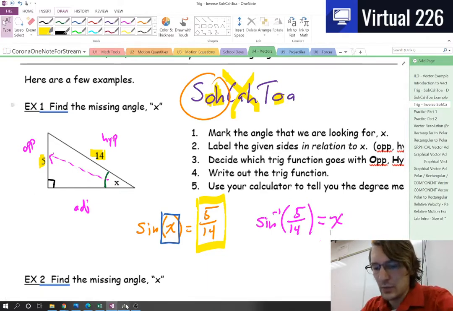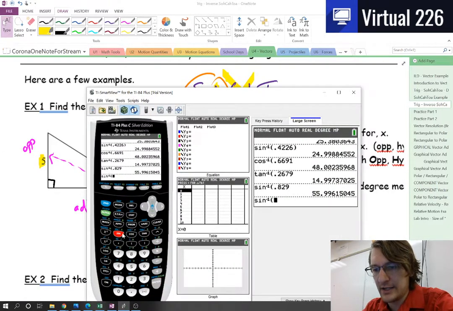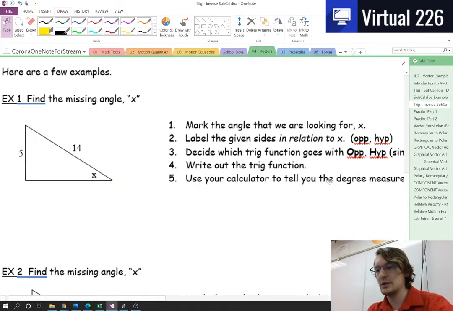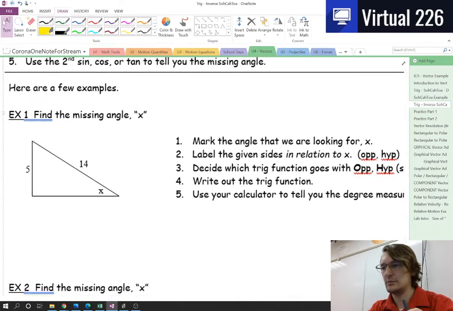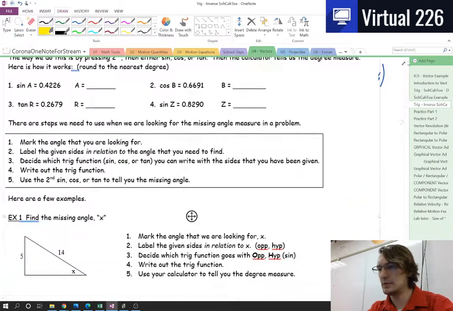And if we rush this through a calculator real quick, we'll do inverse sine, and because these are in parentheses, you can do division within here. So 5 divided by 14 will happen first, and then the inverse sine will be taken, and we get 20.92 degrees. Where'd that all go? Did that just all go away?